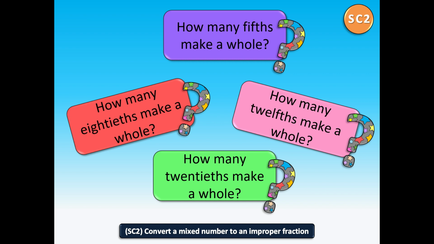So for instance, if you have fifths, 5/5 would make a whole because you split the shape up into 5 parts. If you split the shape up into 12 parts, that means you've got 12ths. So 12 12ths make a whole. If you split it into 80ths, then you've got 80 80ths make a whole. And for 20ths, 20 20ths make a whole.